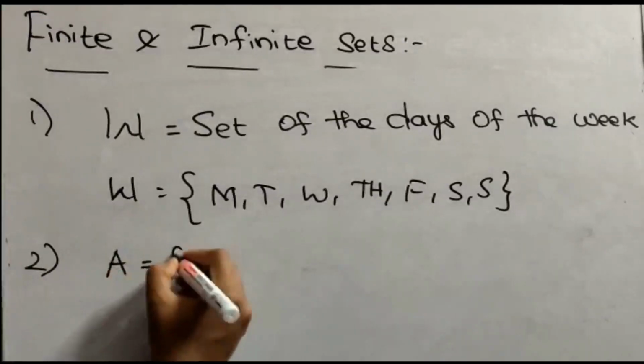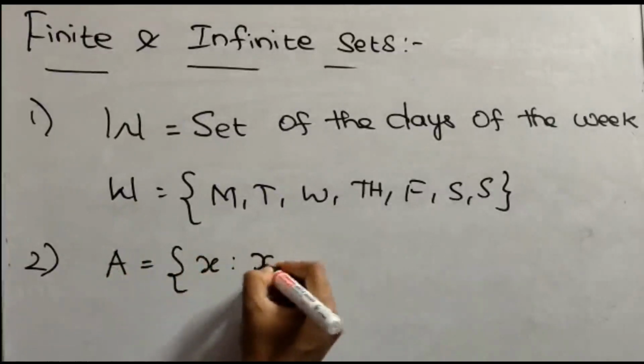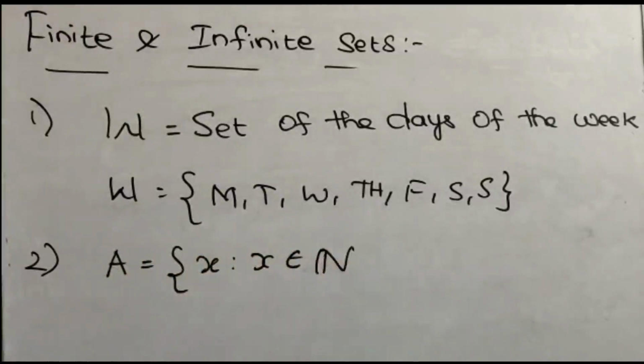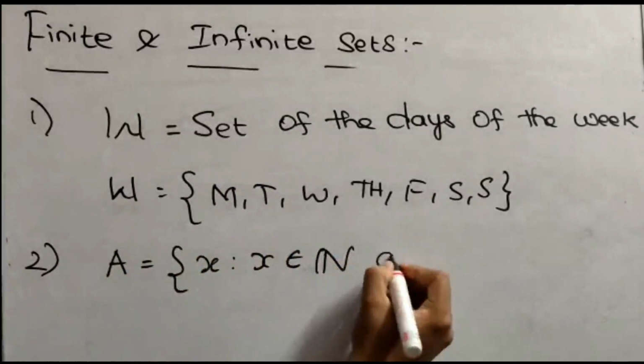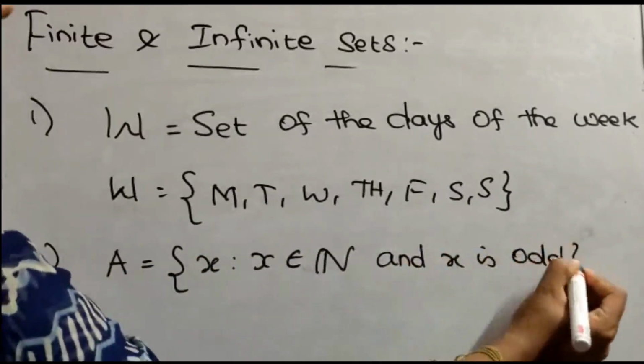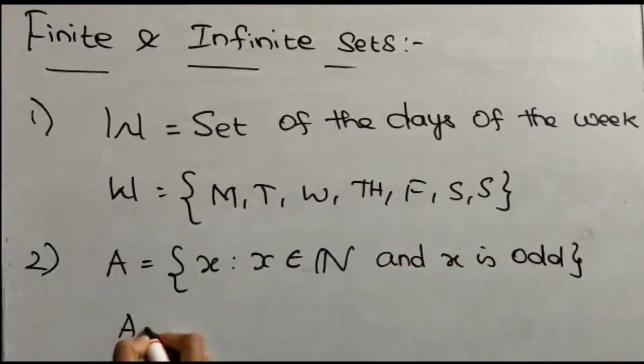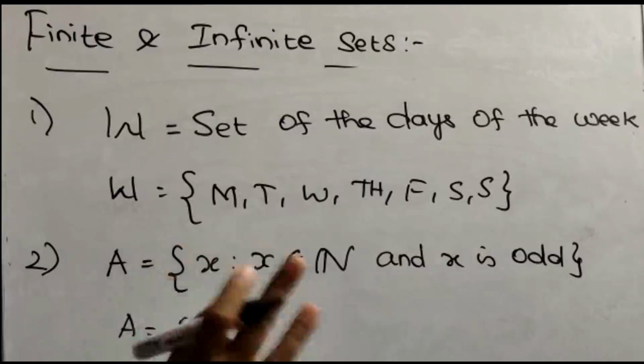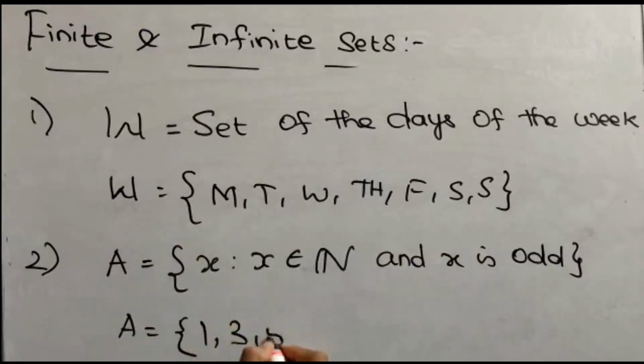Set A is equal to {x such that x belongs to natural numbers and x is odd}. What are all the odd natural numbers? The natural numbers start from 1. 1 is an odd number. 1, 3, 5, and it goes on up to infinity.